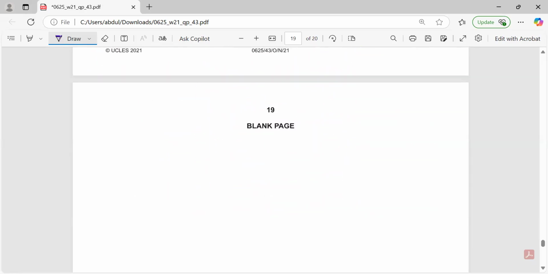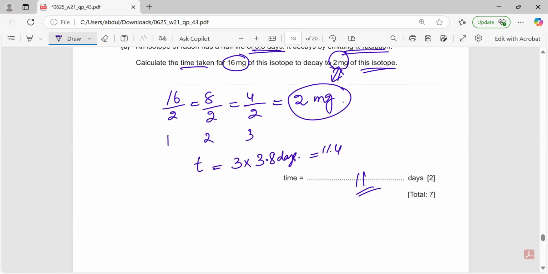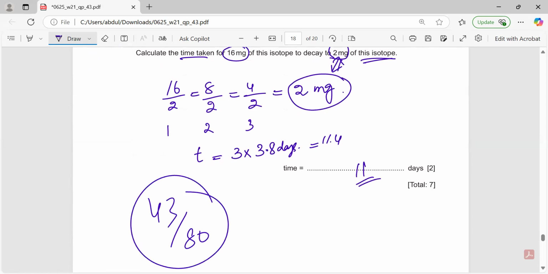So in this way, my dear friend, this paper is completed. And by the way, in this paper, I think 43 out of 80 was A grade. I think so, 43 out of 80. So almost 51.2% is needed to score A in this paper.